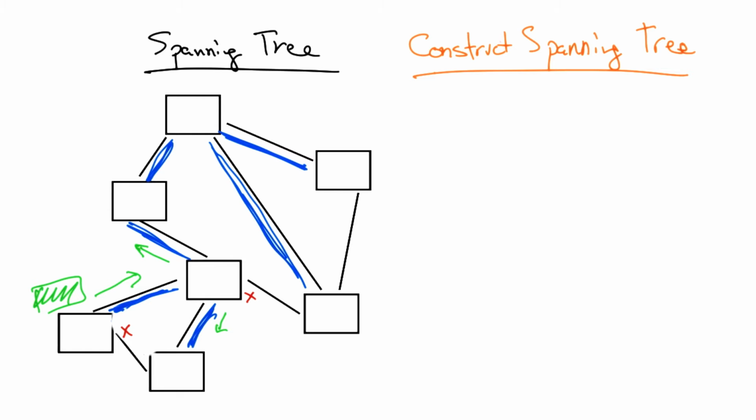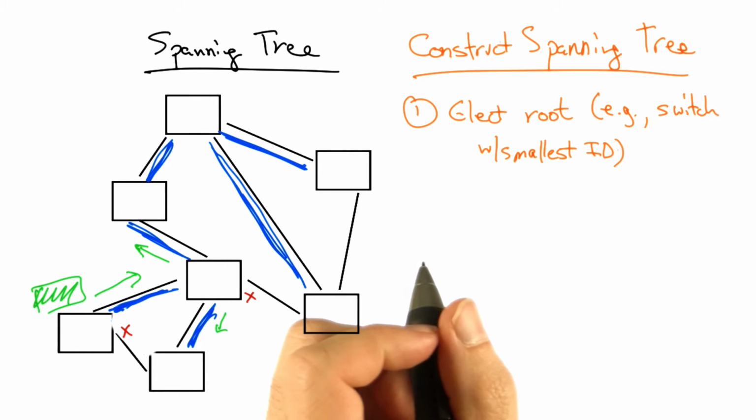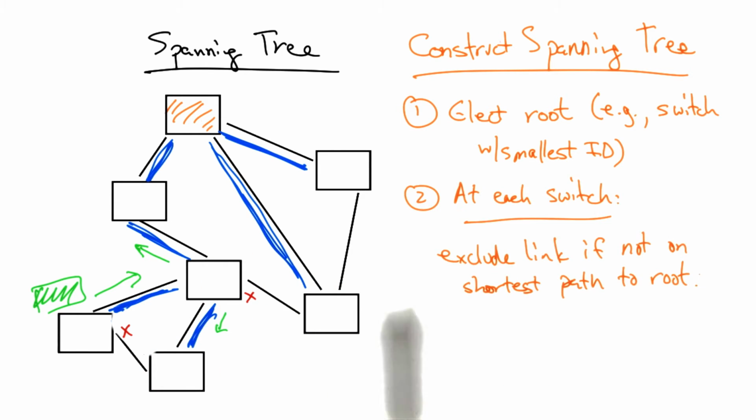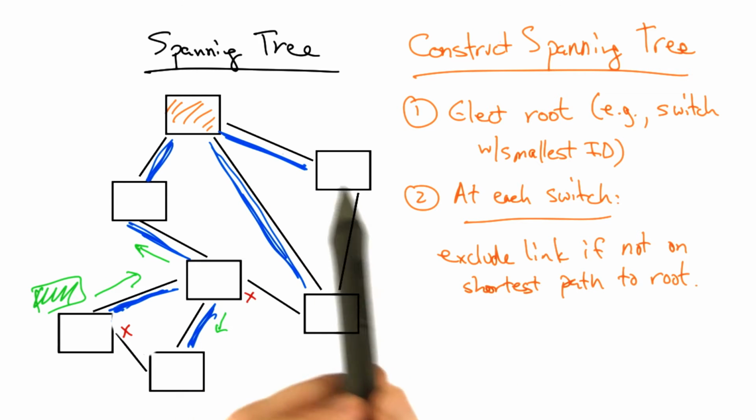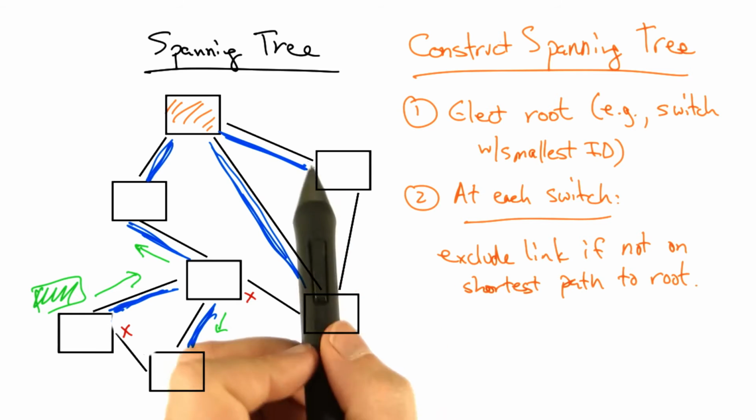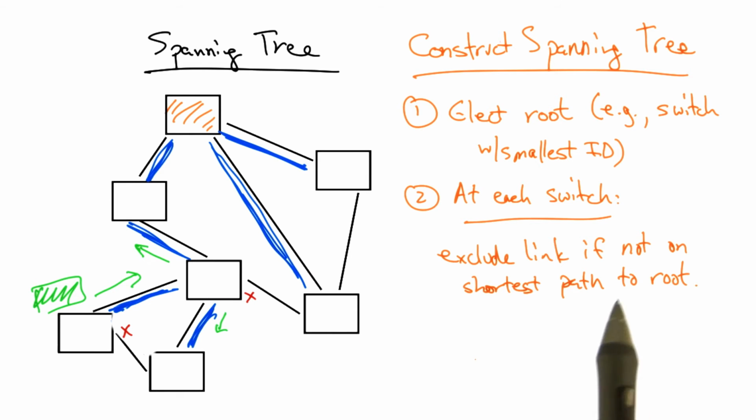Let's take a look at how to construct a spanning tree. First, the collection of switches must elect a root, since every tree must have a root. Typically, this is the switch with the smallest ID. In this case, the switch at the top of the topology is the root. Then, each switch must decide which of its links to include in the spanning tree, and it excludes any link if that link is determined to be not on the shortest path to the root.